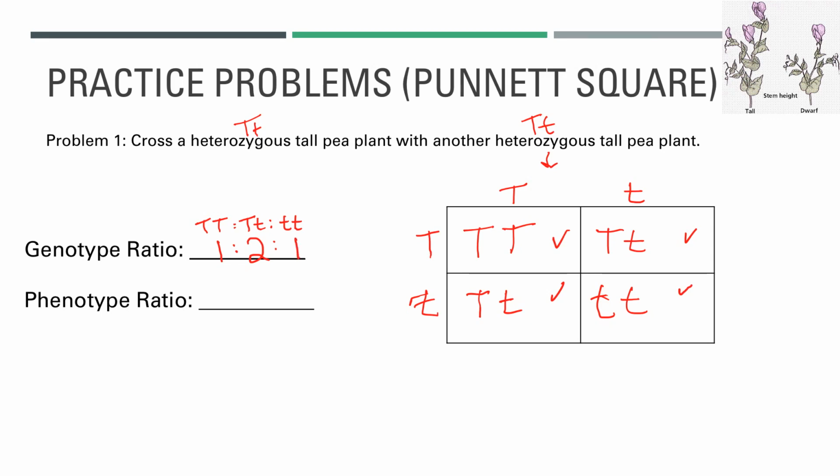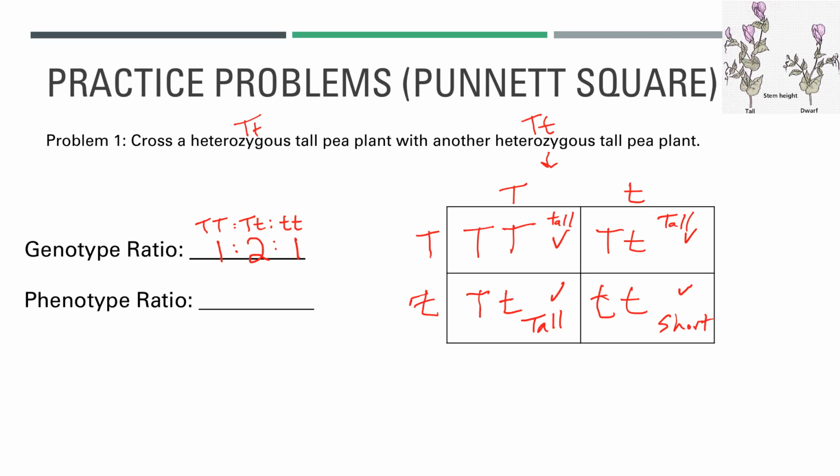Now, our phenotype ratio is what are these plants going to look like? So what kind of plant do we have here? Well, we know that this is going to be a tall plant. So this is tall. We know that this has a dominant gene or dominant allele. So this one is going to be tall. We have one there that is tall as well. And we know that this one is two recessive. So this plant is going to be short.